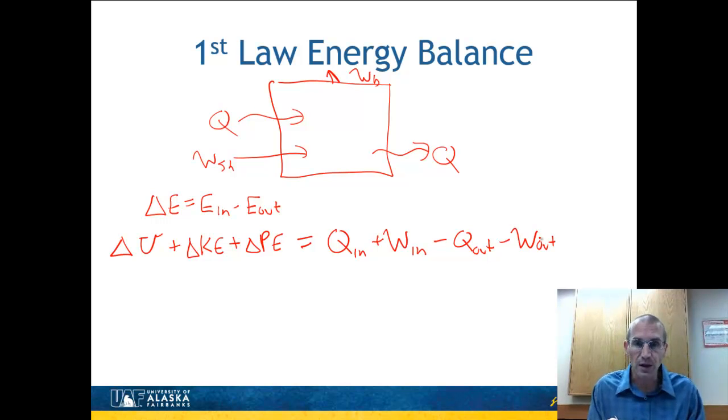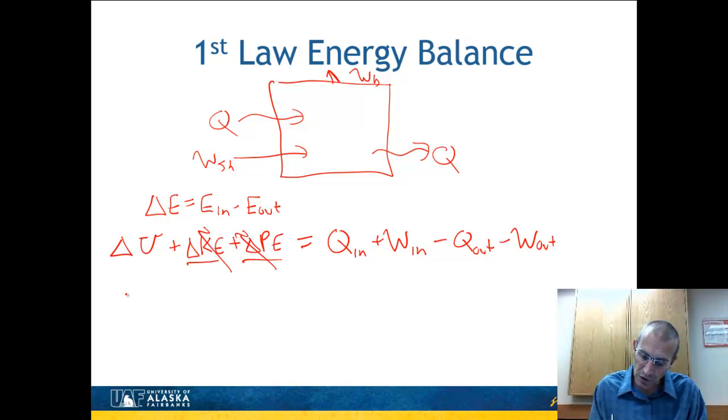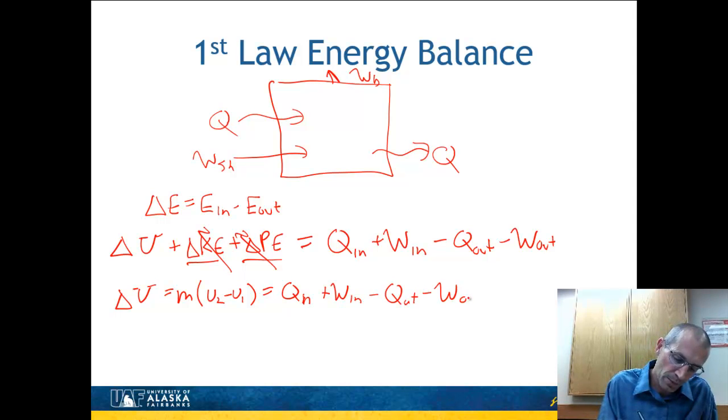Now, if I look at a system that is not making large changes in the net potential energy or the kinetic energy, so I don't have a tank that suddenly starts flying out or a tank that goes up in the air, I can usually neglect those terms and just have delta U, the change in internal energy, which if I write in intensive variables will be m(u2 minus u1), and that will equal Q in plus W in minus Q out minus W out.